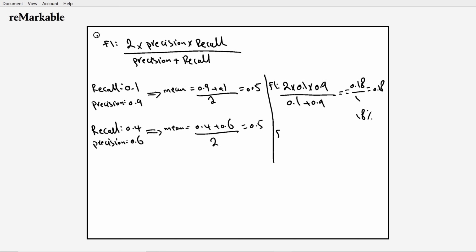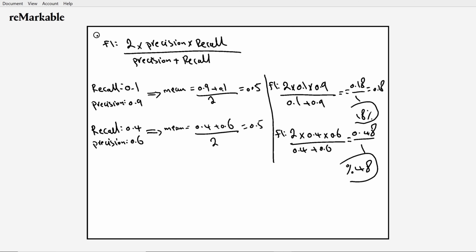Now let's do the same computation for the second example. So again, the equation is 2 times precision, which is 0.4, times recall, which is 0.6, divided by precision plus recall. And again, the denominator is going to be 1, and the numerator is going to be 0.48, so my number is 48%. Now look at these numbers, 18% and 48%.